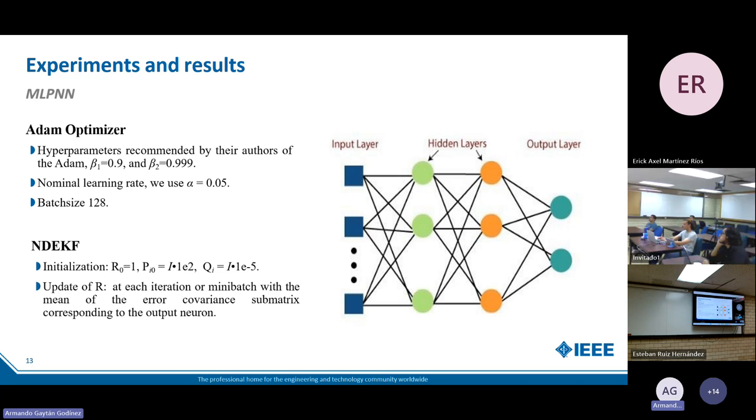To set the training algorithms, previous tests were carried out in order to find the most convenient one. However, in general, the values recommended by others and common in the literature gave the best performance. The only exception is the nominal learning rate of the Adam optimizer, which is 500. On the other hand, in the decoupled Kalman filter, the update of R is particular. It is calculated with the mean of the error covariance matrix corresponding to the output neuron.